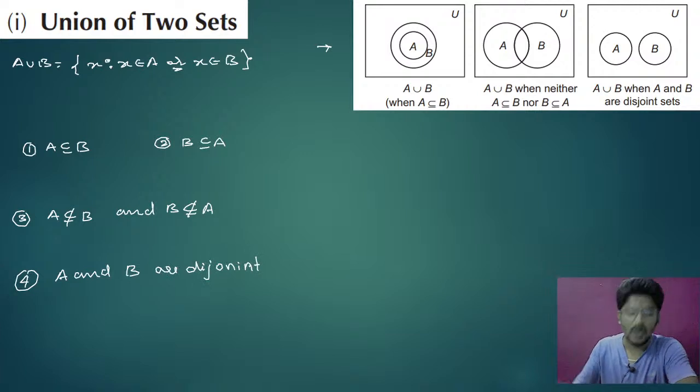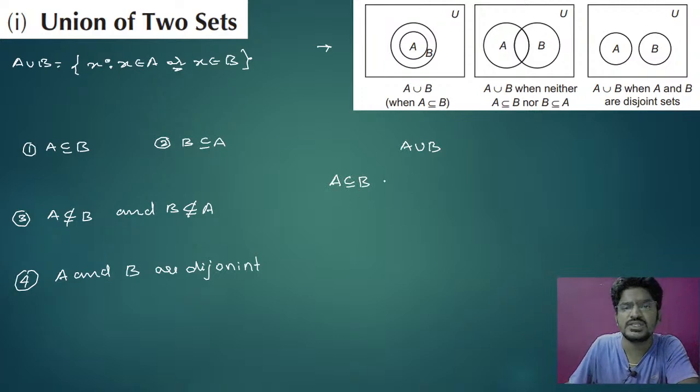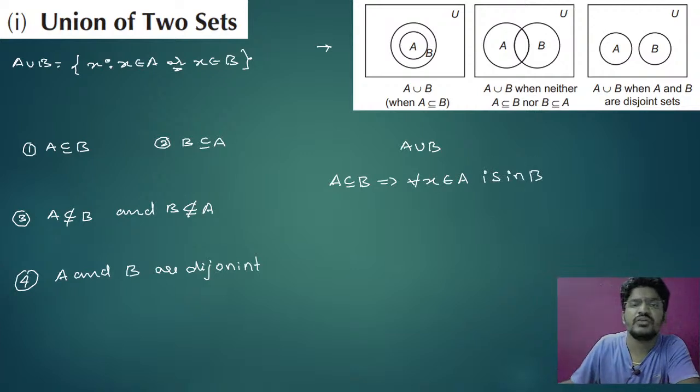Okay, so what happens in these conditions? That is very important. So see here, my dear students, you are going to write A union B. Clear? Now you just see, if A is subset of B, what is meaning of this? A is subset of B implies every element X in A is in B. Every element of A is in B.